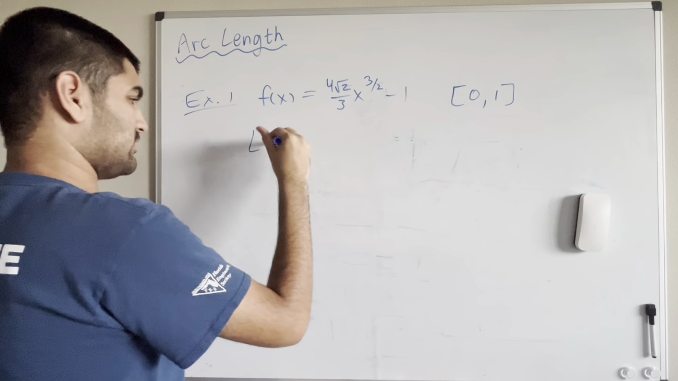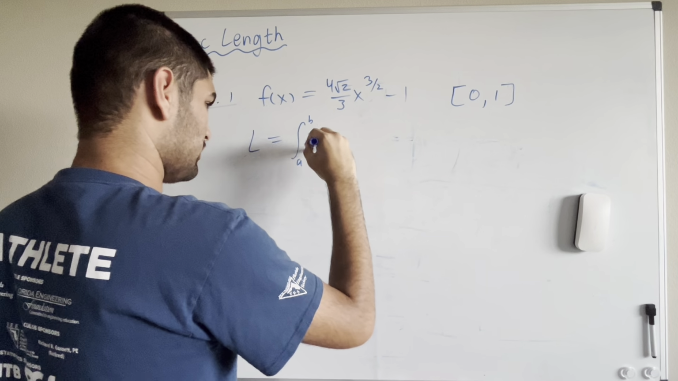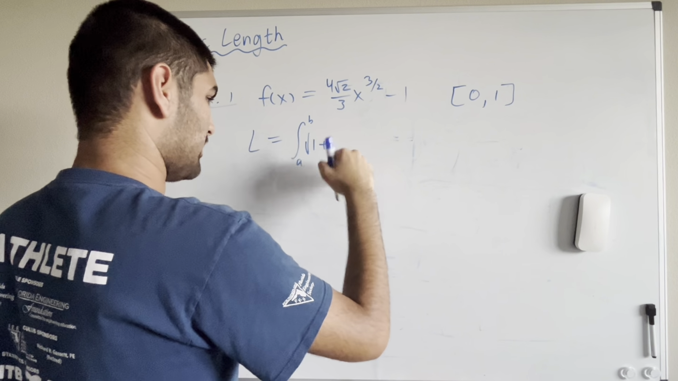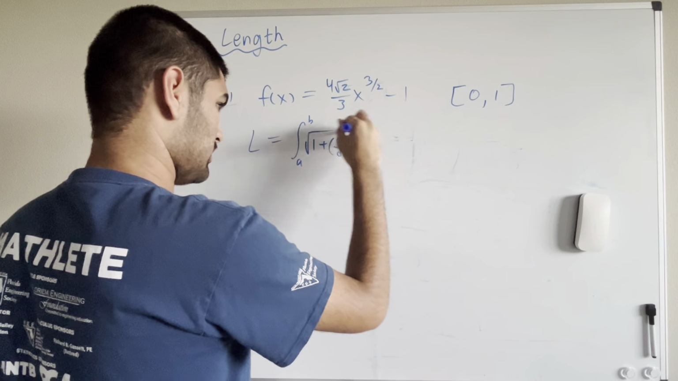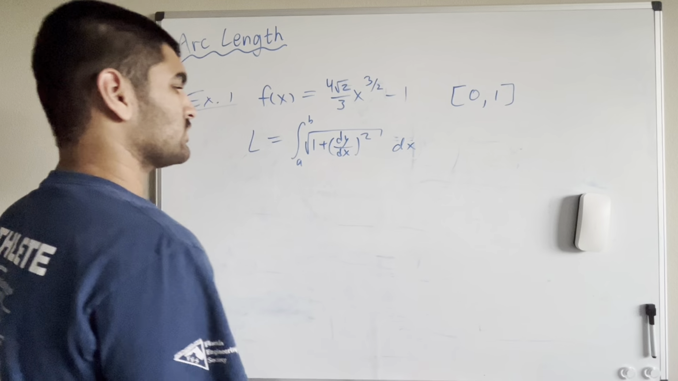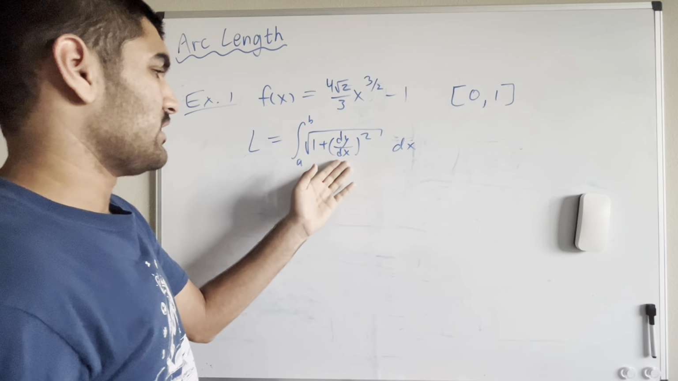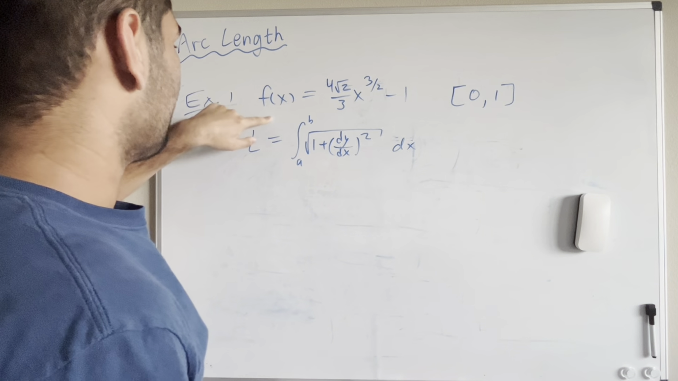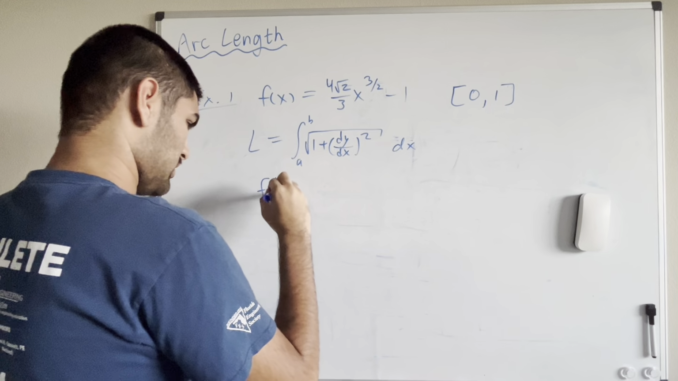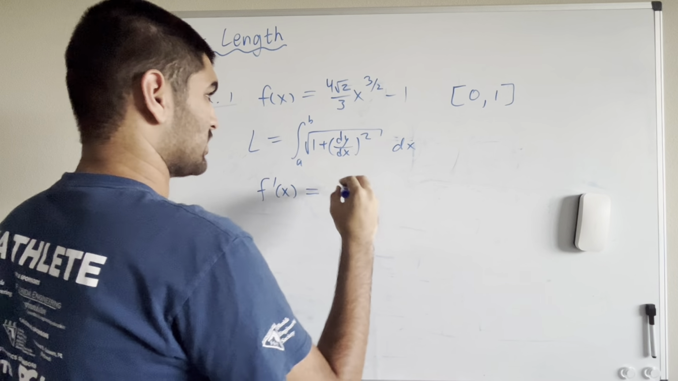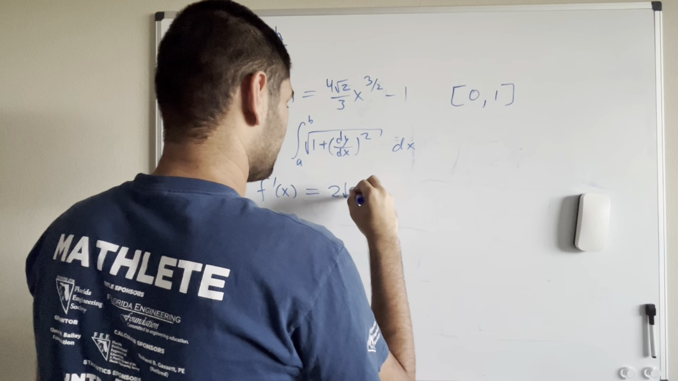First thing, let's write down the formula again, right? So it's the integral from a to b of the square root of 1 plus (dy/dx) squared, dx, right? So what is dy/dx? That's just the first derivative, right? So essentially we have to find the first derivative of f of x. So let's do that. The first derivative of f of x is equal to, so we get 2 square root of 2x.